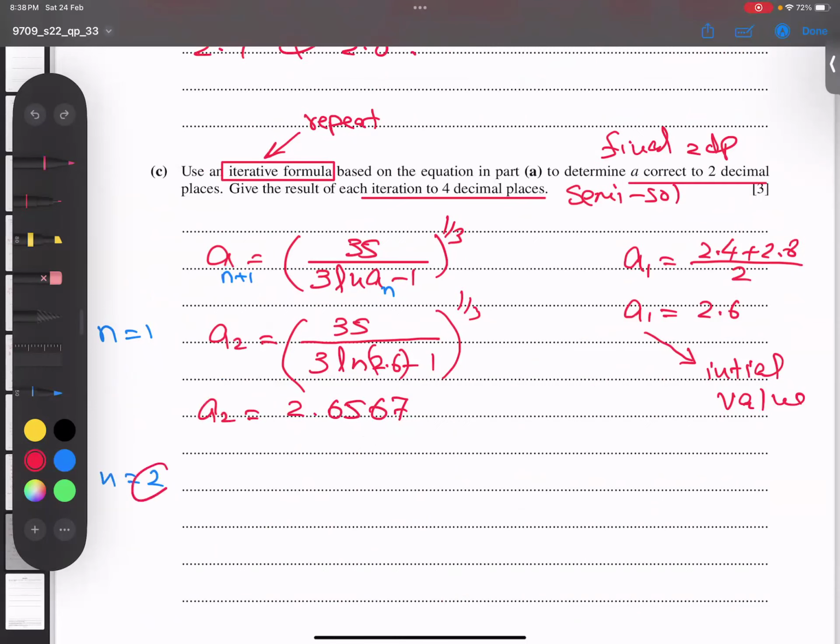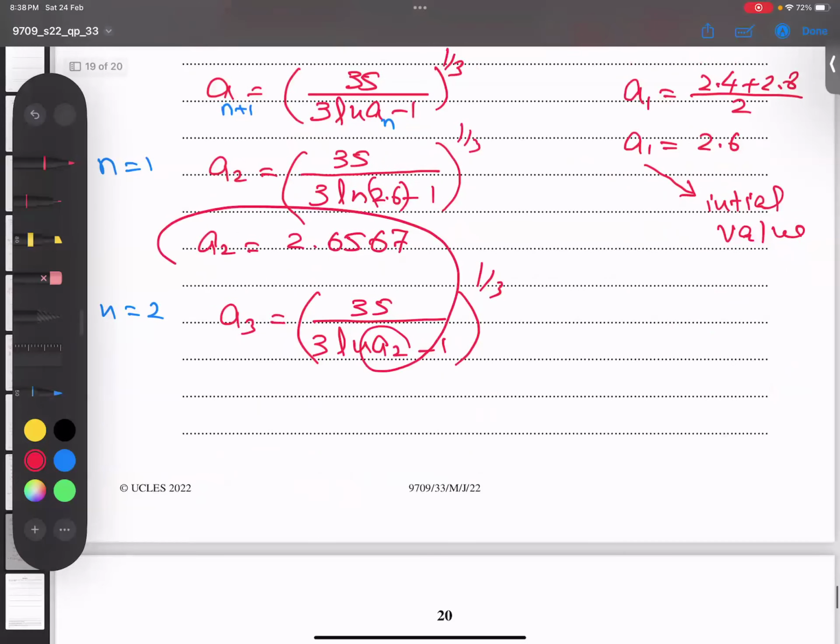So when I plug in 2 here, 2 plus 1 gives us 3. So A3 is equal to 35 over 3 times 2 logarithm. When I plug in 2 here, it will become ln A2. So I get A2 minus 1 and the cube root of the whole. And you just found the A2 value is this. And this whole thing, I'm going to replace it here.